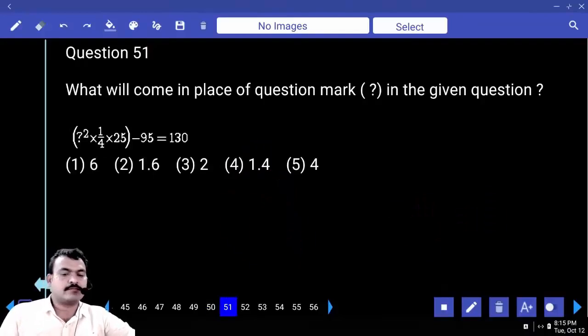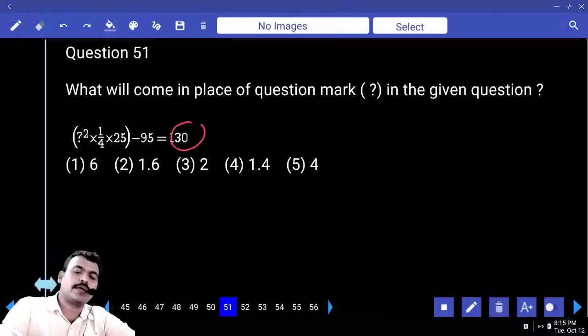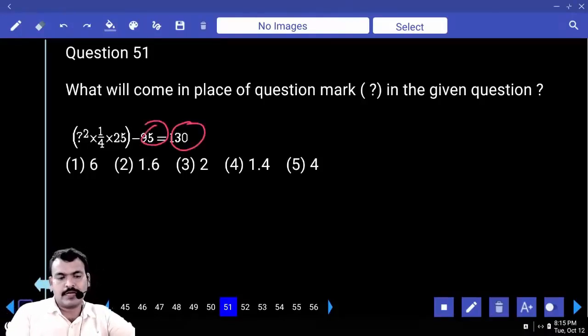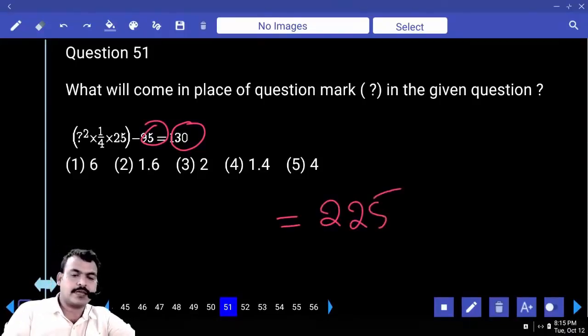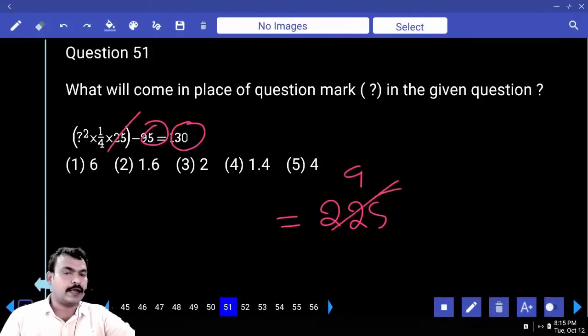Next, 51. First, negative 95 becomes positive 95. 130 plus 95 is 225. Then on the right hand side we get 225, or not? And on the left hand side, 1 by 4 into 25 into something square. 25 how many times 225? 9 times. Denominator 4 will be multiplied by 4, or not? 9 fours are how much? 36. Which one square? 6 square, or not?